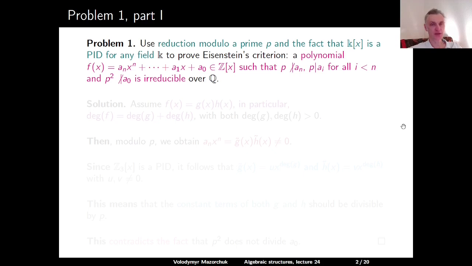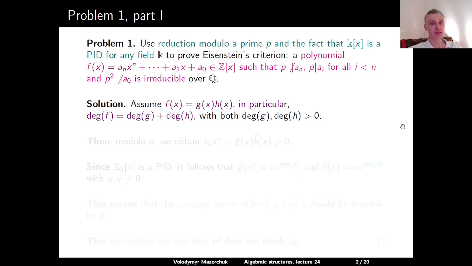Solution. Let us assume that we can write f(x) as g(x) times h(x). So in particular, the degree of f is equal to the sum of the degrees of g and h, and we assume that both the degree of g and the degree of h are greater than 0. And of course, we have this decomposition over rational numbers, but we can also assume that it is a decomposition over the integers. Then, when we reduce modulo p, we obtain the following.